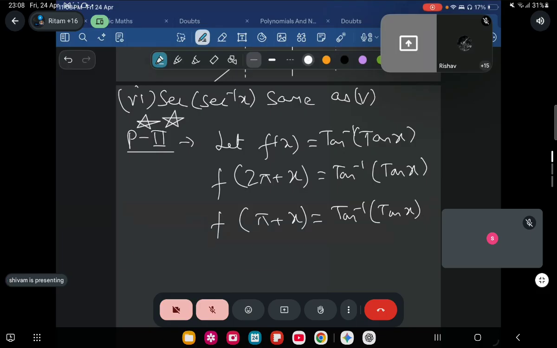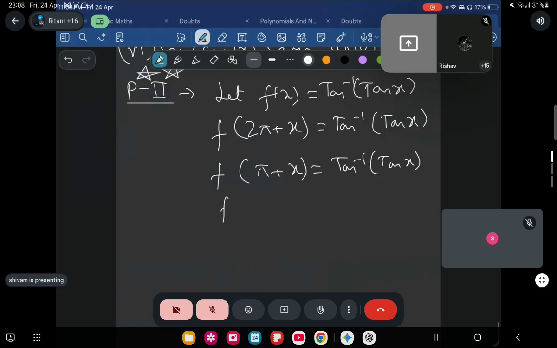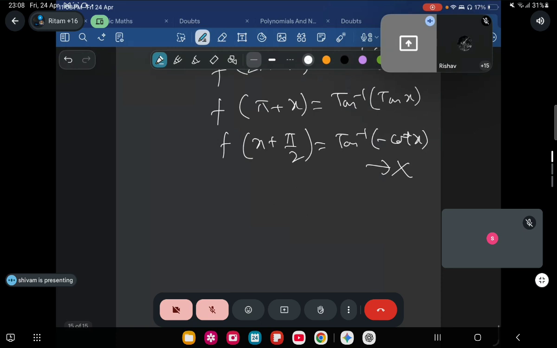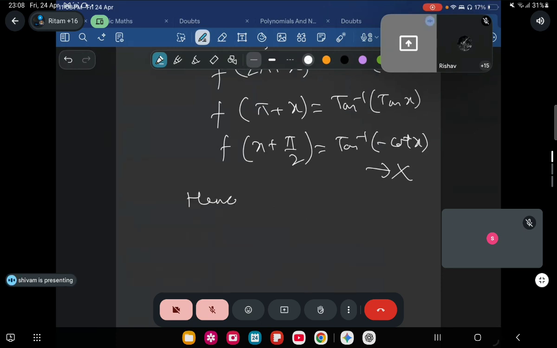Next. Let us check with pi by 2. f of x plus pi by 2. Let's see whether it happens or not. So we'll get tan inverse tan of pi by 2 plus x will become minus cot x. So this does not work. Hence T should be equal to pi.